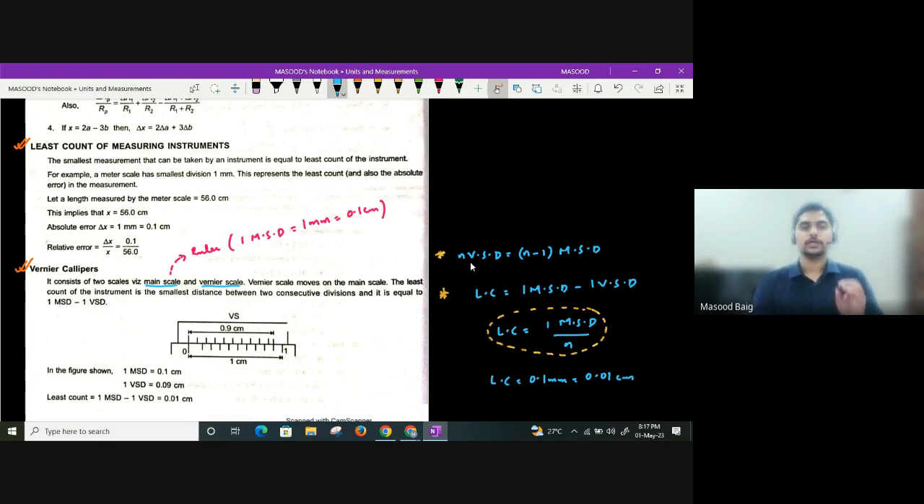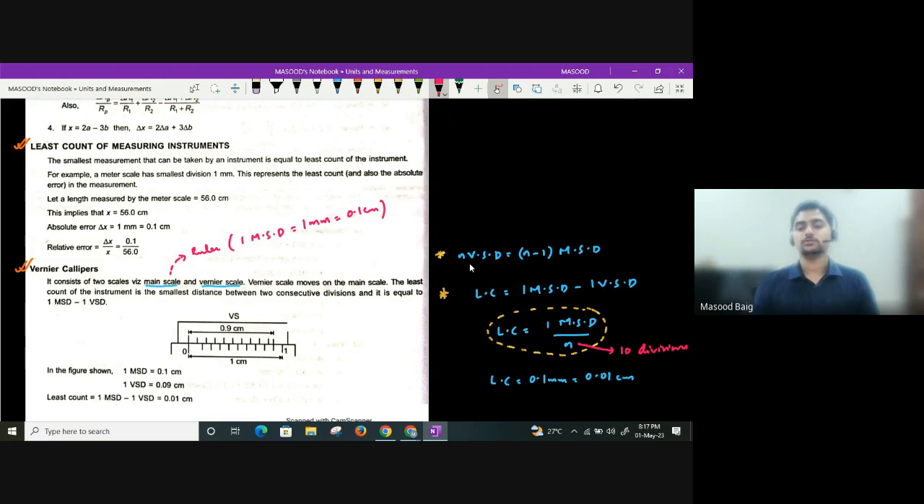See, 20 divisions on vernier scale will usually coincide with 19 divisions on main scale. If such a statement is given, then it is a normal vernier caliper. And for a normal vernier caliper, you can write least count as 1 main scale division divided by the total number of divisions on the vernier scale. So usually, how many divisions will be there on the vernier scale? There will be 10 divisions, guys. In general, there will be 10 divisions on the vernier scale. So what would be the least count of a normal vernier caliper? It will be 0.1 mm or 0.01 centimeters.